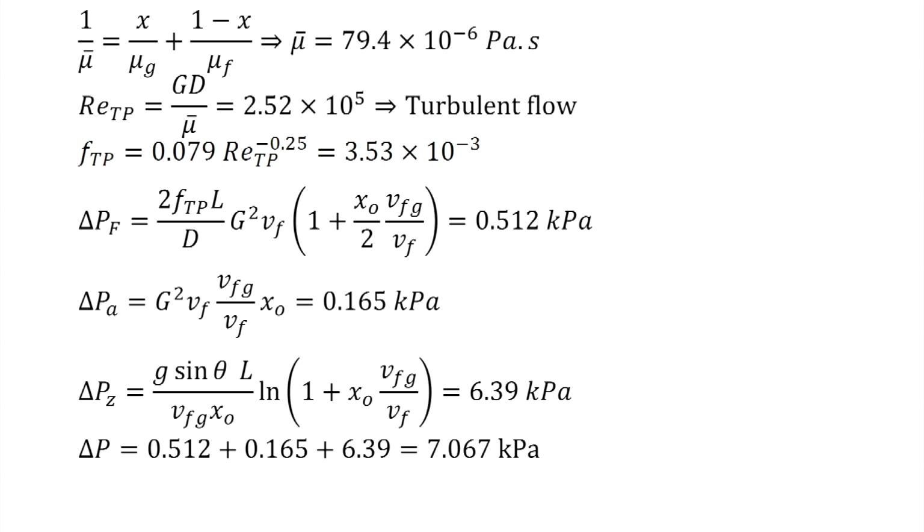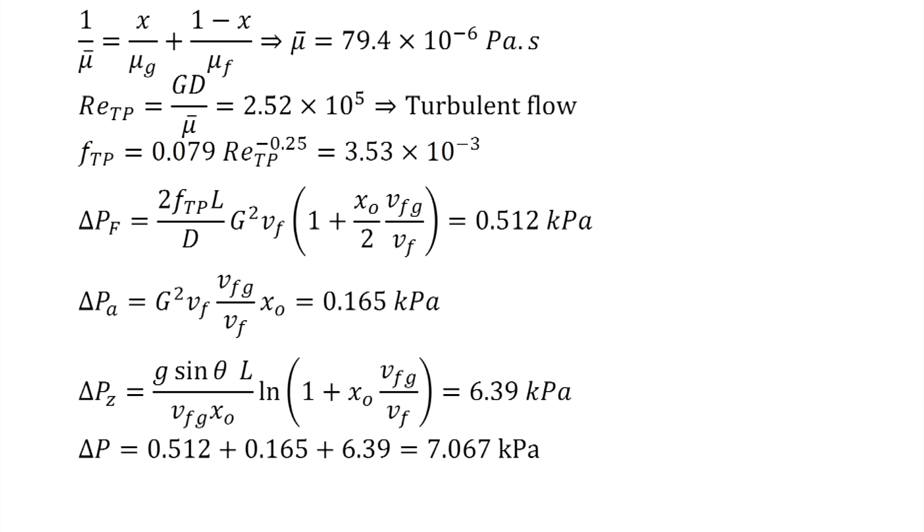The mean viscosity is calculated and then the Reynolds number for the two phase flow is calculated which is 2.52 into 10 raised to 5. So, therefore, it is turbulent flow and then we use the Blasius relation to calculate the friction factor for turbulent flow in smooth pipe and we get 3.53 into 10 raised to minus 3 and then we substitute the values in the expression for delta Pf and we get 0.512 kilopascal.